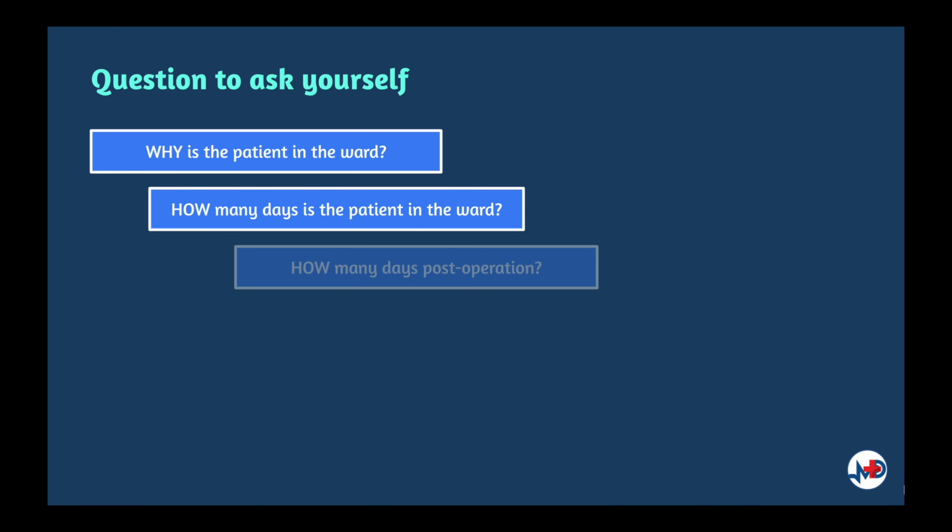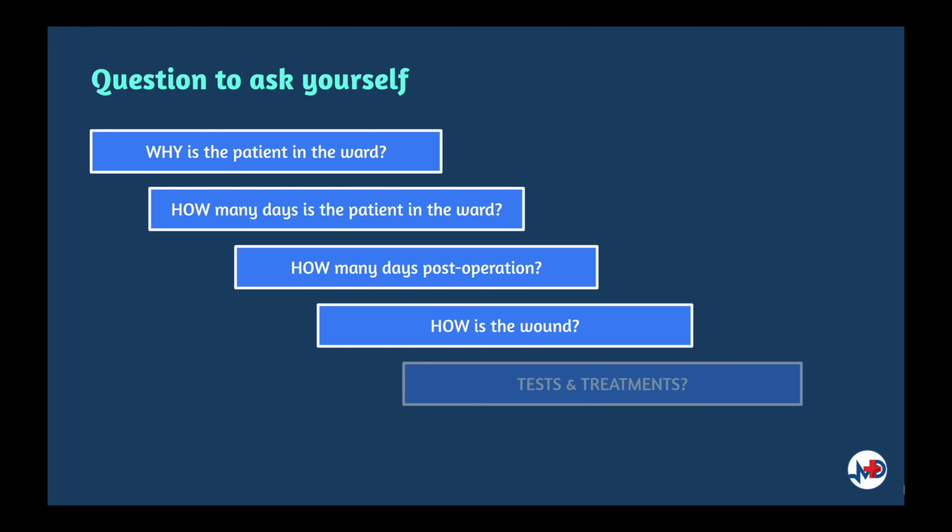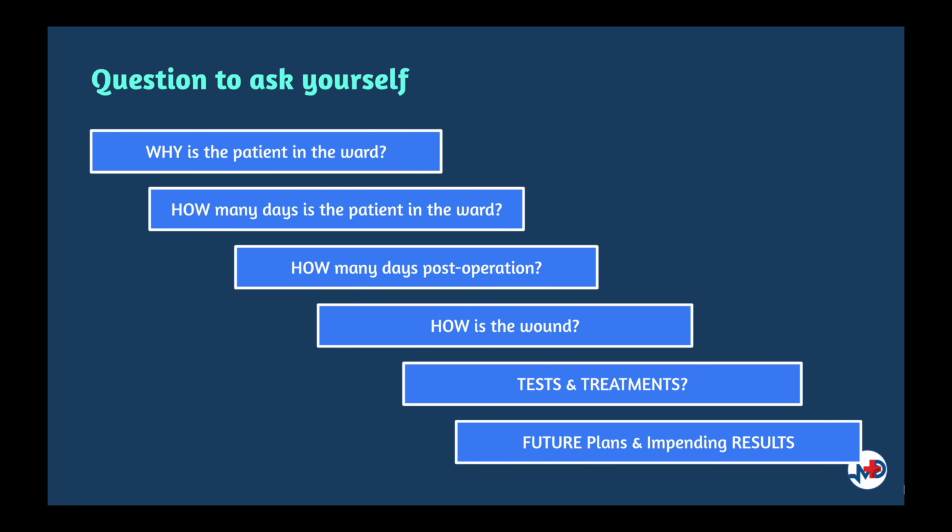So, to summarize, the questions to ask yourself are: why is the patient in the ward? How many days is the patient in so far? How many days post-surgery or post-operation? How is the wound today? What have we done in terms of tests and treatment? And what are the future plans or advanced plans?